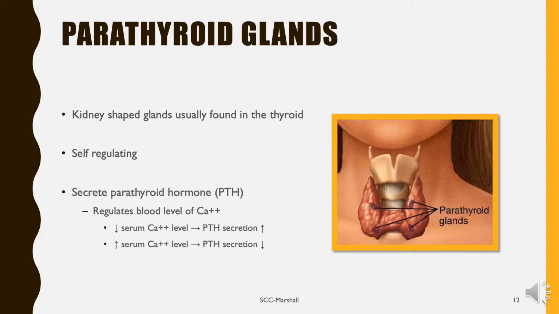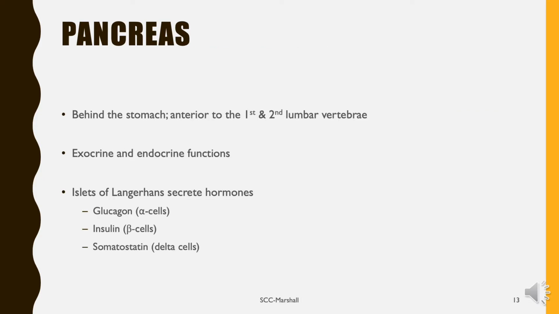So like I said, type of negative feedback. What happens is when there's a decreased serum calcium level, that's going to stimulate an increase in PTH. So the parathyroid gland is going to secrete more parathyroid hormone. And then on the flip side, when there's an increased amount of calcium in the blood, then our PTH secretion is going to decrease. The last endocrine gland we're going to review is the pancreas.